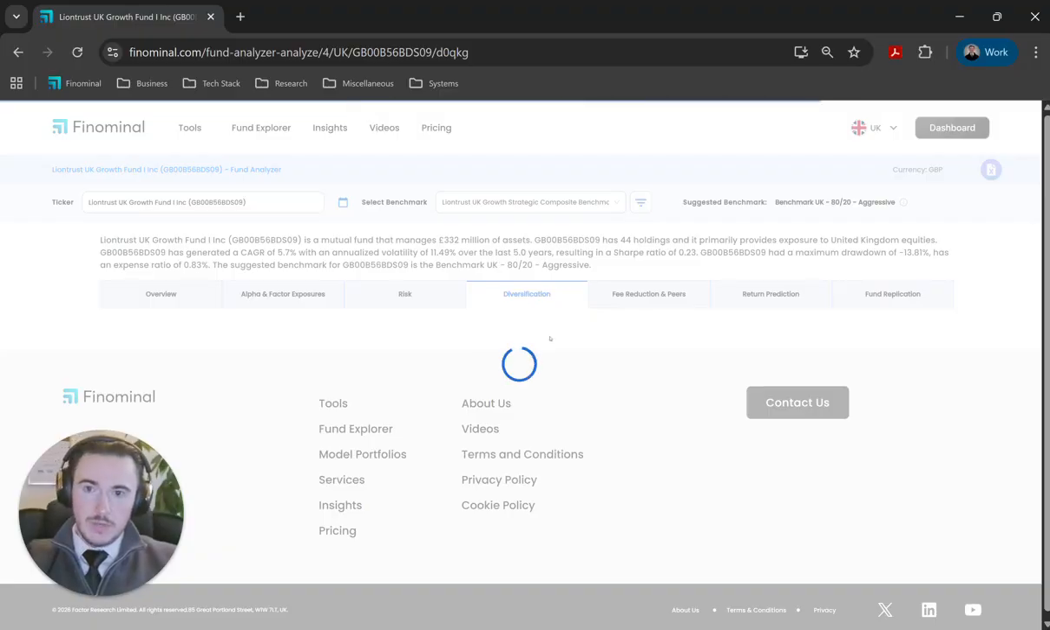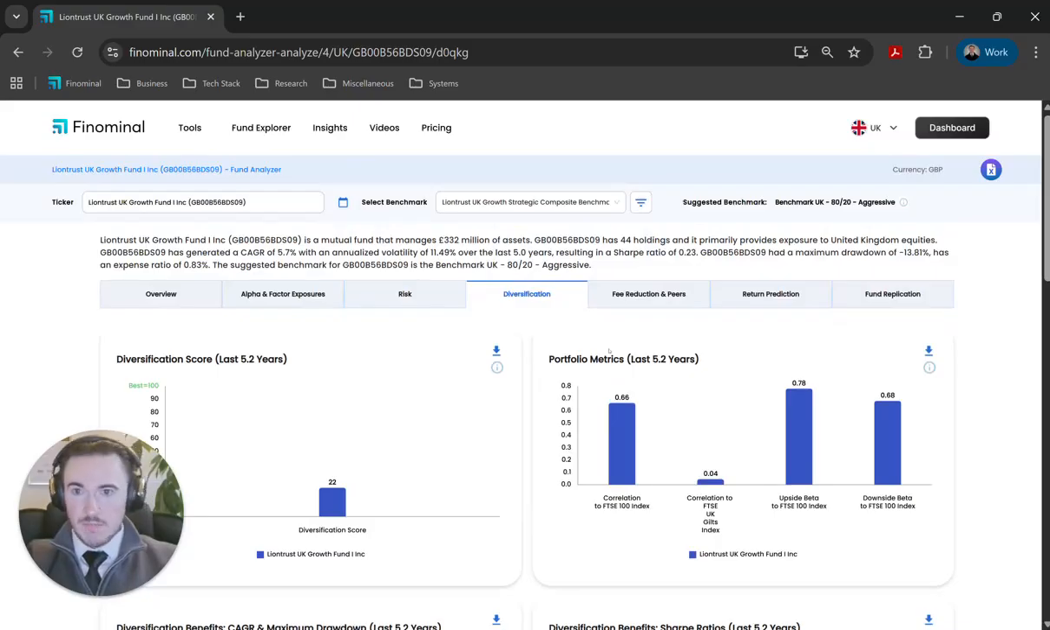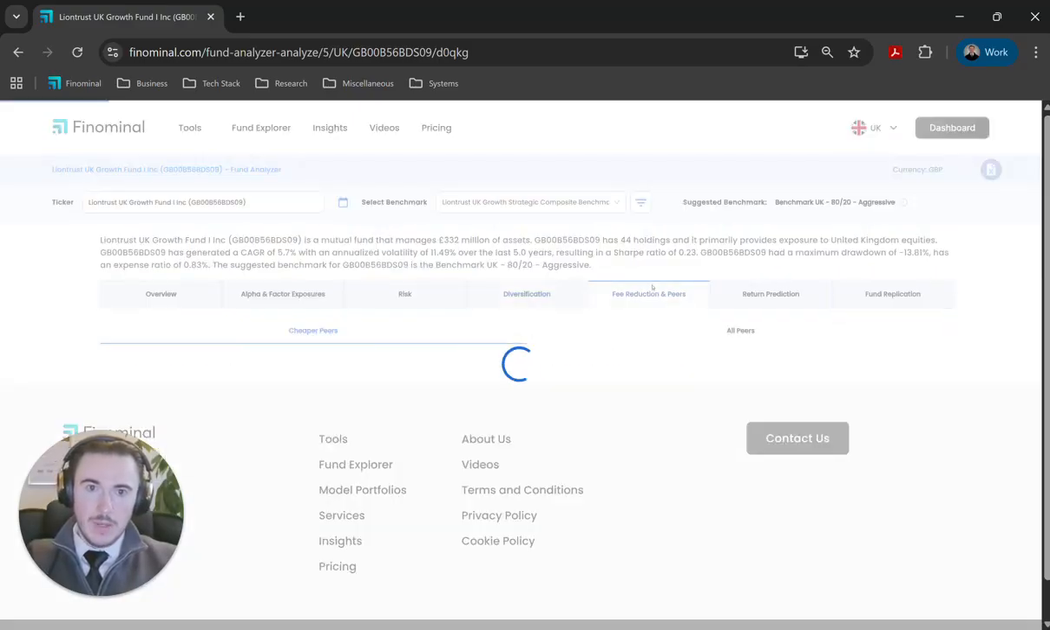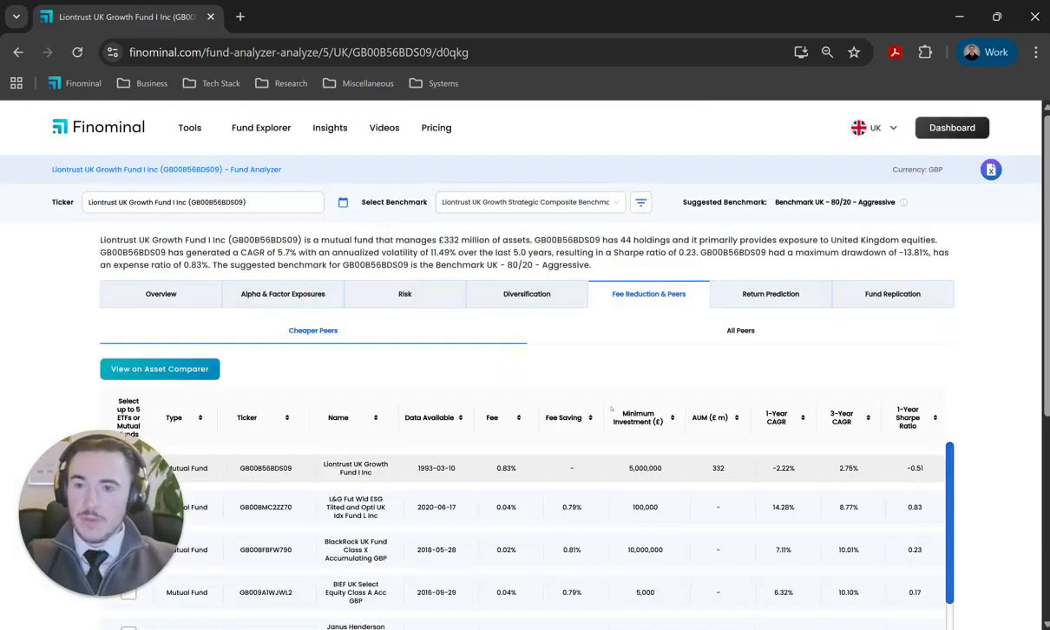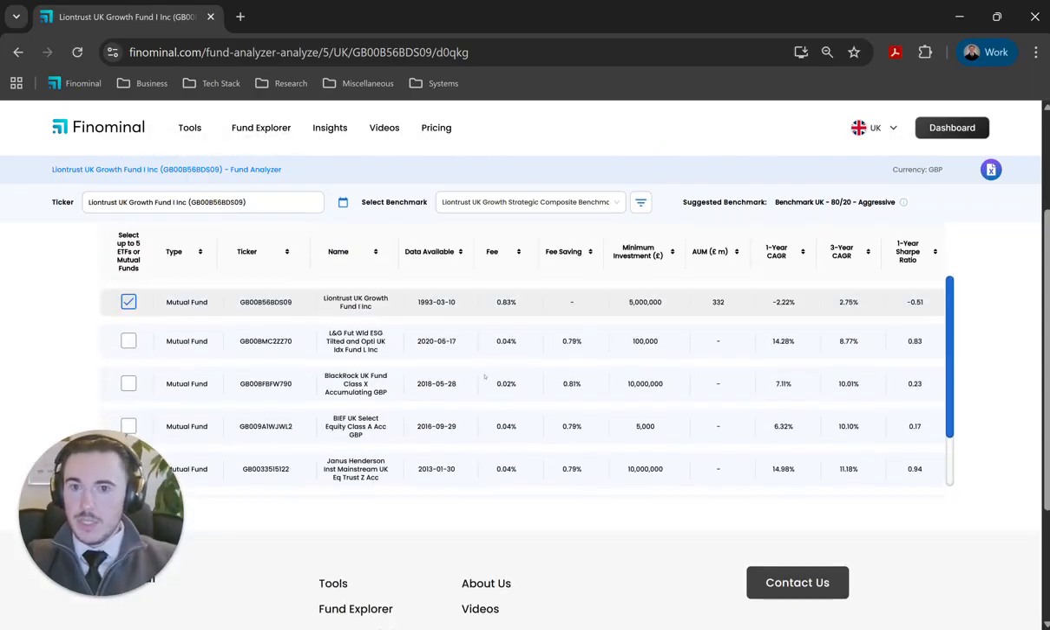Let's have a look at the diversification score. So relatively low, at 22%, not much more I want to look at on here. But what I do want to have a look at is how this fund compares against some peers. Specifically cheaper peers. So let's have a look at what we've got here.